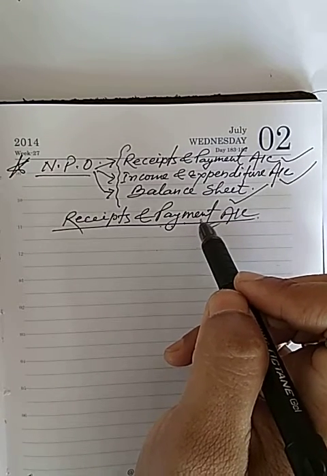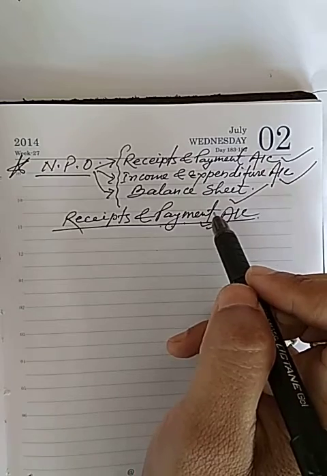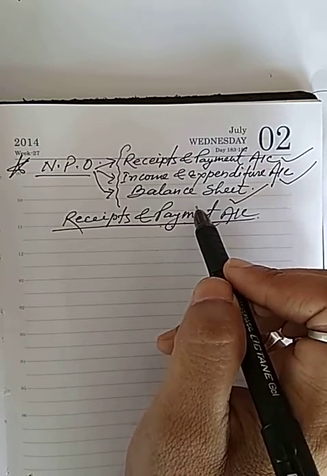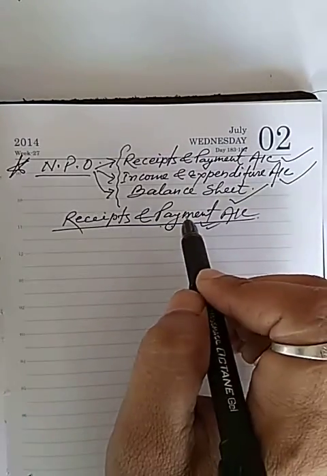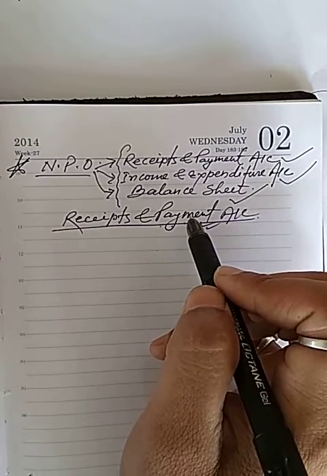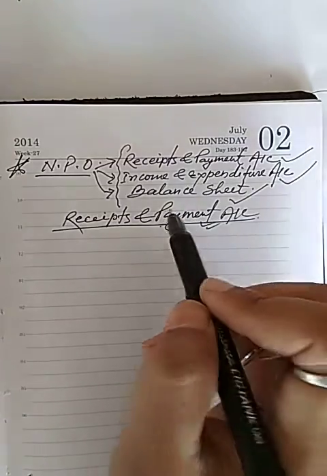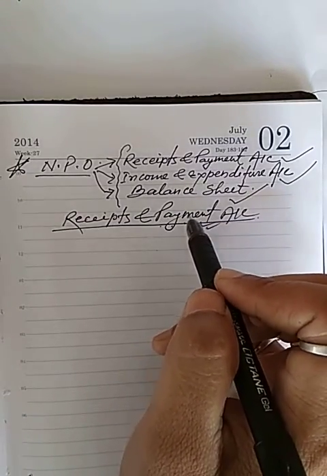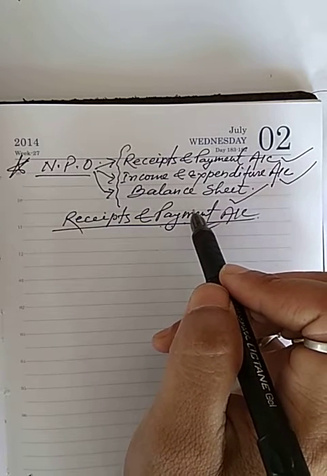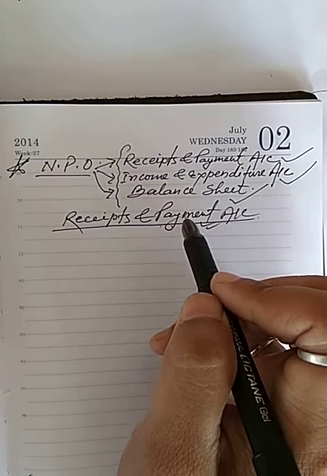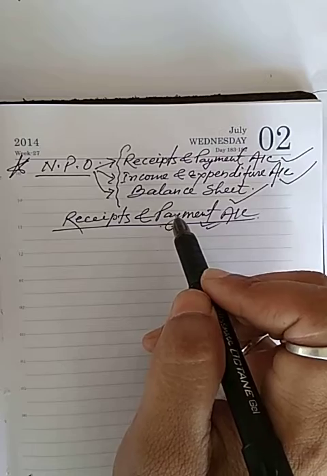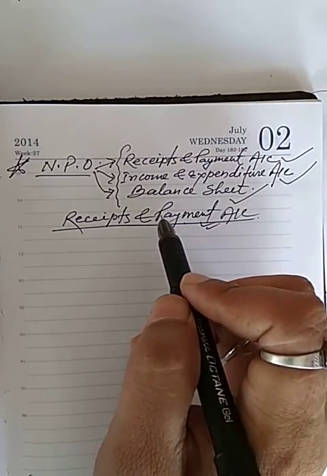As such, a receipt and payment account is prepared at the end of the year from the cash book. All receipts and payments which are entered in the cash book are also entered in the receipt and payment account. Any transaction which is not recorded in the cash book will not be entered in the receipt and payment account.